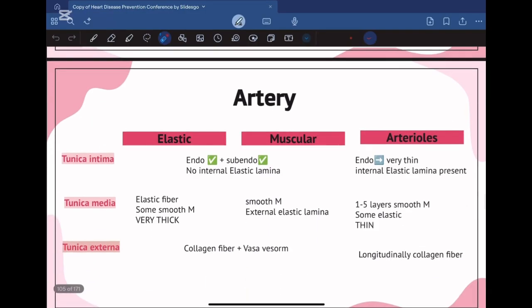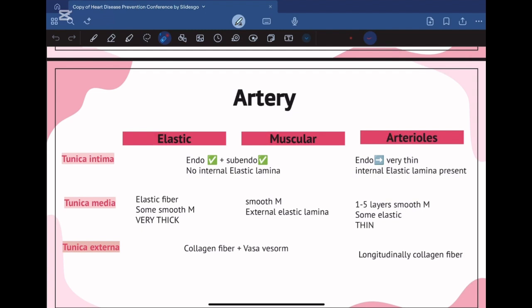Now moving on to the arteries. We have talked about the general structure of the blood vessel. We will move on to the specific: we will differentiate between the different types of arteries and the veins. Now for the arteries we have 3 types: elastic, muscular, and arterioles.